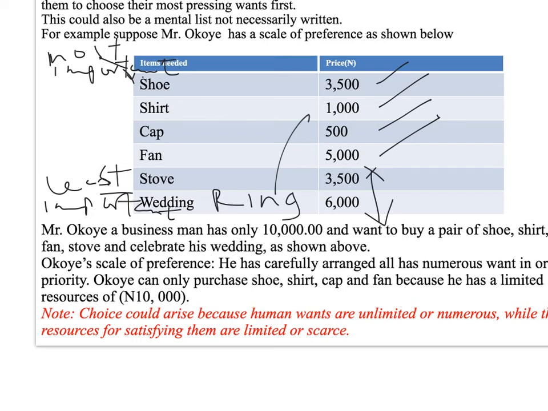It's important that Mr. Okoye arranges his needs like this, because if not, he might have ended up buying the ones that are not so important, and he will not be able to satisfy his most pressing need if it wasn't determined which one is the most pressing and which one is the least pressing need. Therefore, it is important to note that choice could arise because human wants are so unlimited or numerous, while resources for satisfying them are very limited and scarce.